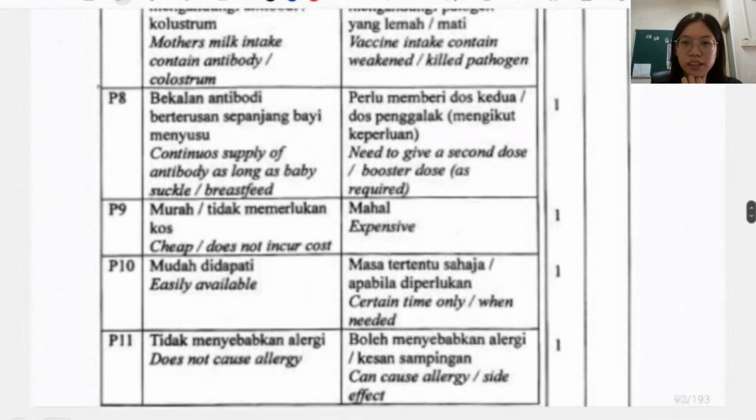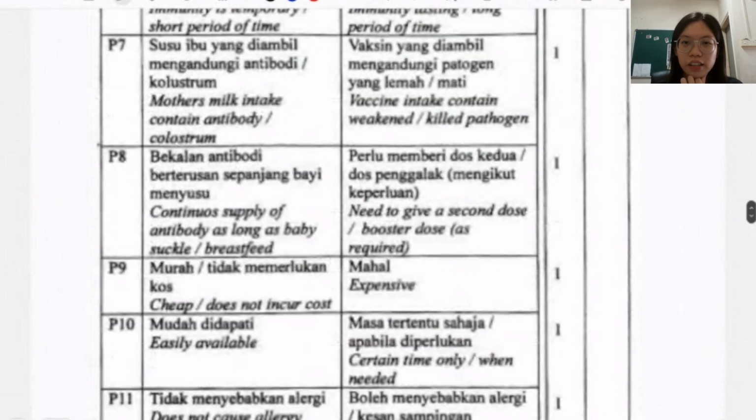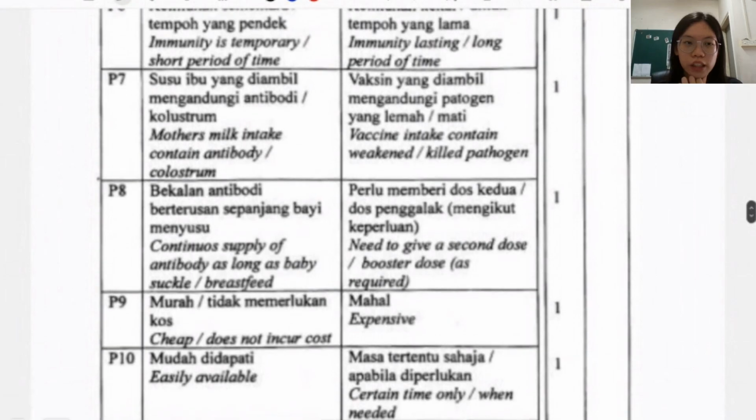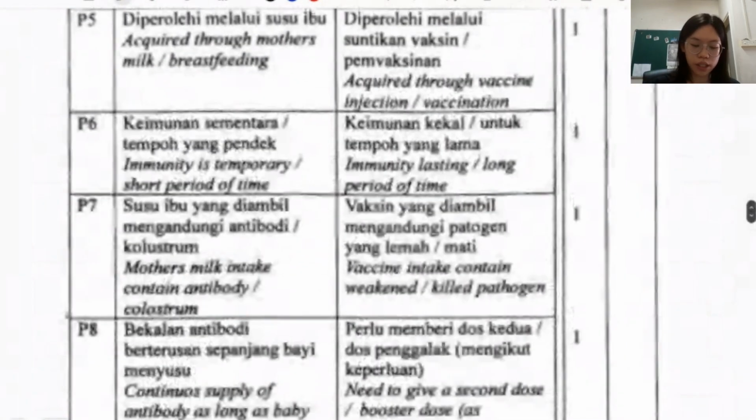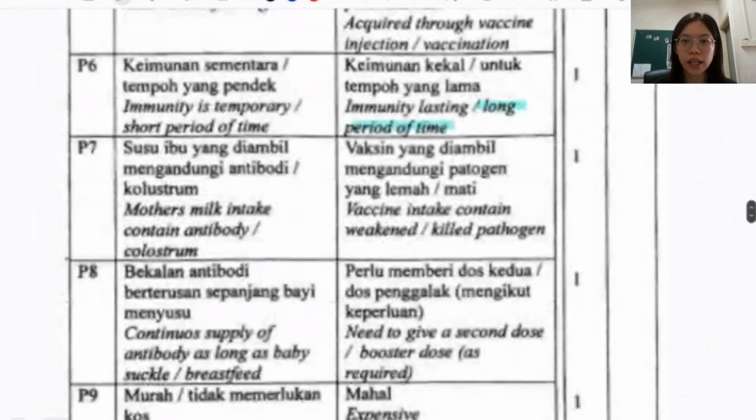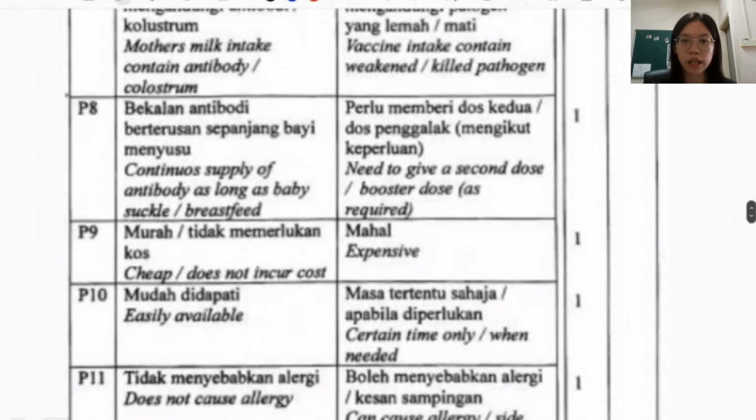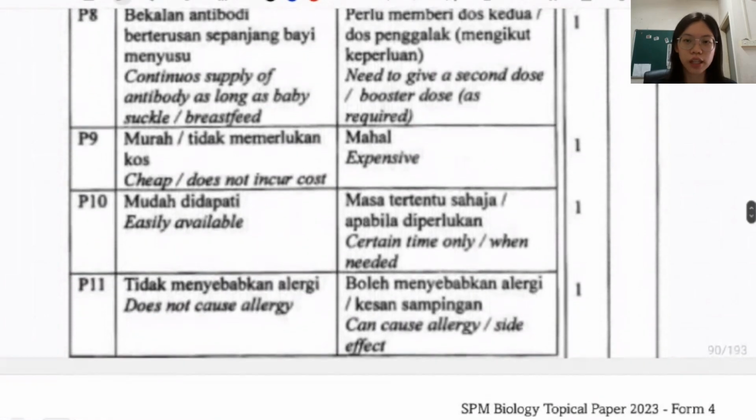There's actually a lot of them, so you can go through the information, but that's the reason why it is long lasting, because memory cells are produced. But if you rely on other people, an external source of antibodies, of course you didn't produce antibodies on your own. So at the same time, memory cells are not produced. That's why the immunity is just temporary. And for the others, you can just take a look at it. It's actually quite easy to understand.